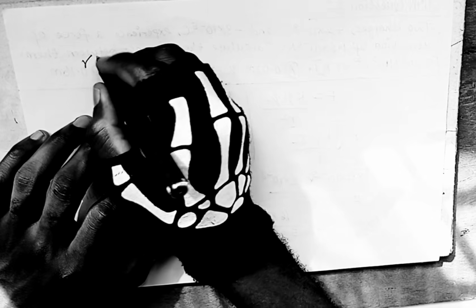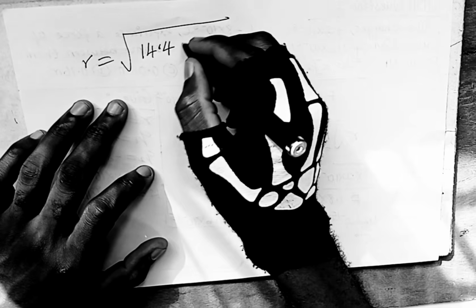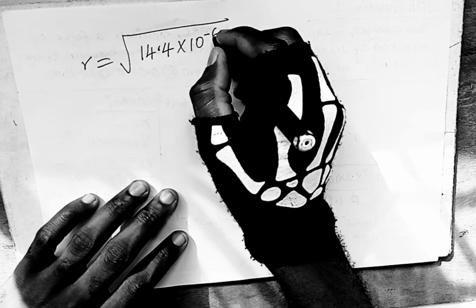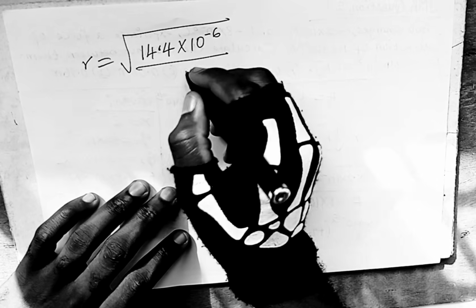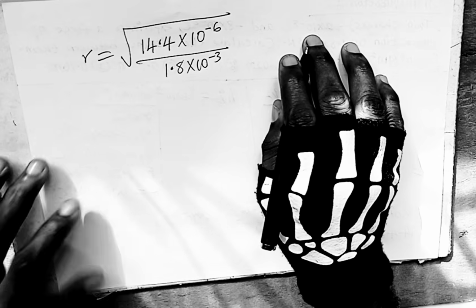We are now left with r is equal to root. What is the numerator we have now? 14.4 times 10 raised to power minus 6, over 1.8 times 10 raised to power what? Minus 3. So we have simplified and reached.